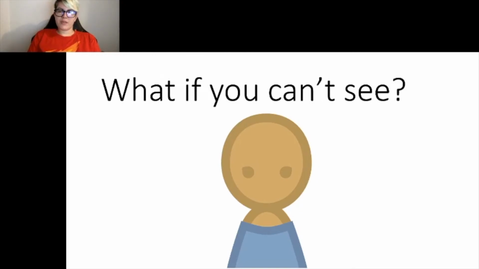Designing for people who cannot see at all is a little different, as you can imagine. The colours and shapes don't matter at all in this case. So in order to design for blindness, you need to understand how those people see.